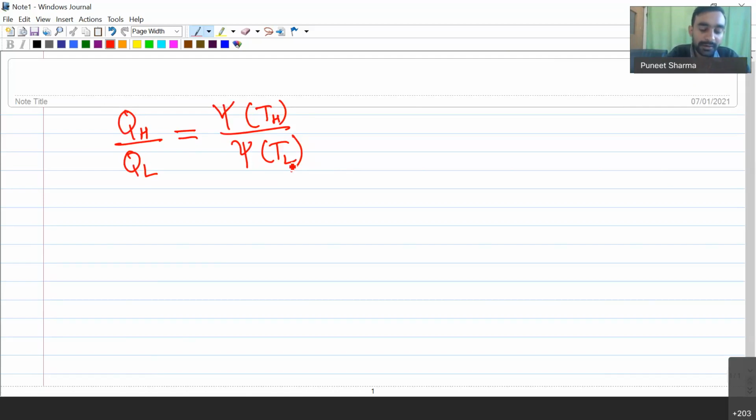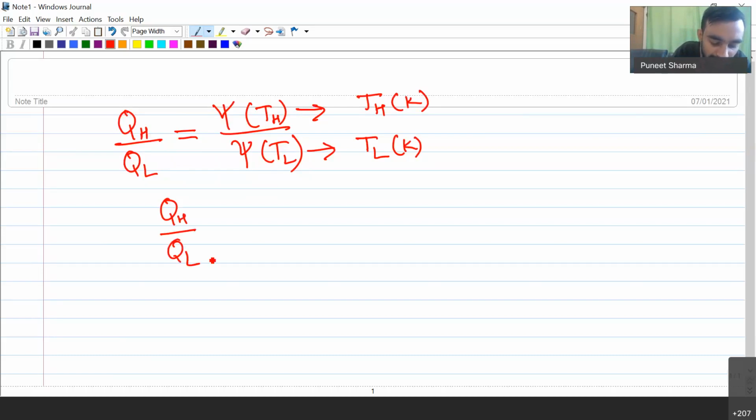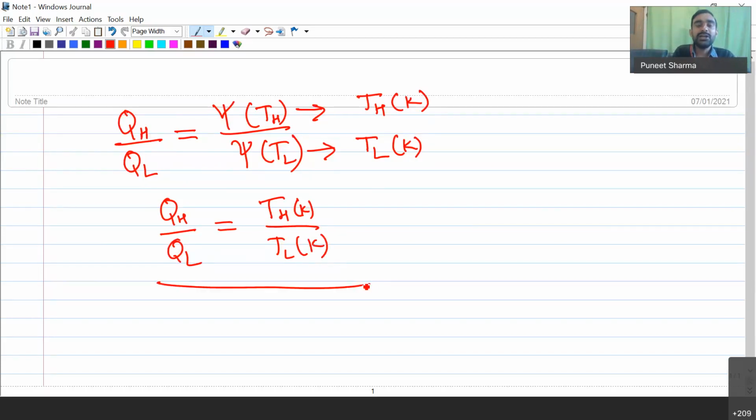However, it was Lord Kelvin who first used a very simplified formulation, where psi of TH he just substituted as the value of temperature in Kelvin. Similarly, psi of TL he substituted as the value of temperature of the low temperature thermal reservoir, also in Kelvin. Finally we got our formulation, QH by QL equal to TH in Kelvin divided by TL in Kelvin. So the ratio of the temperatures is in the Kelvin scale.